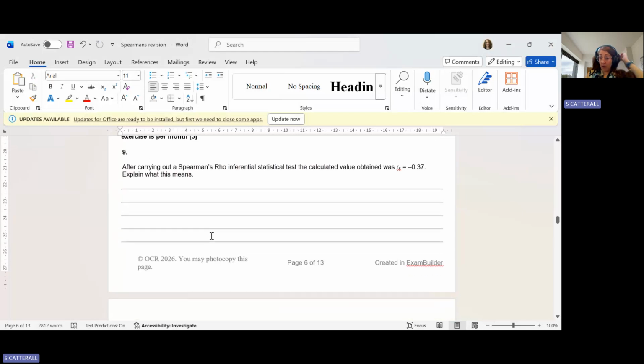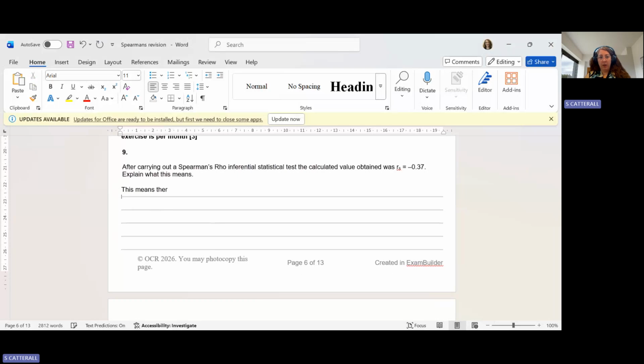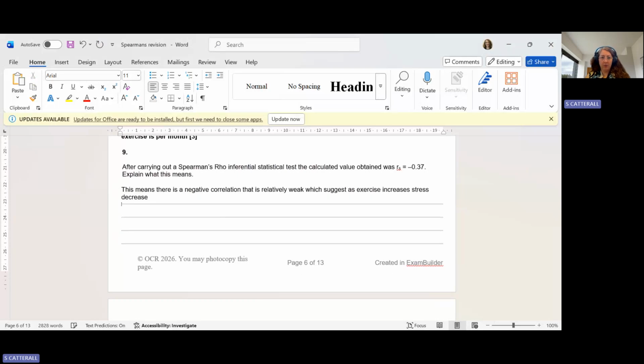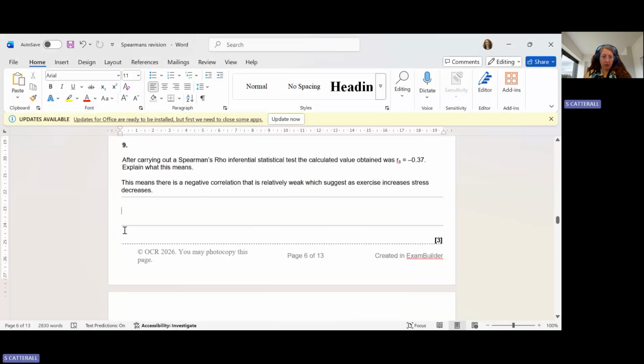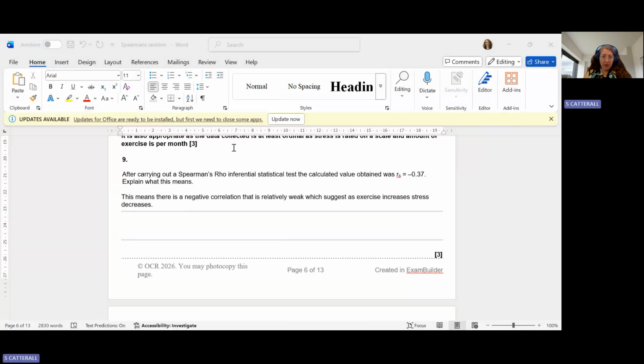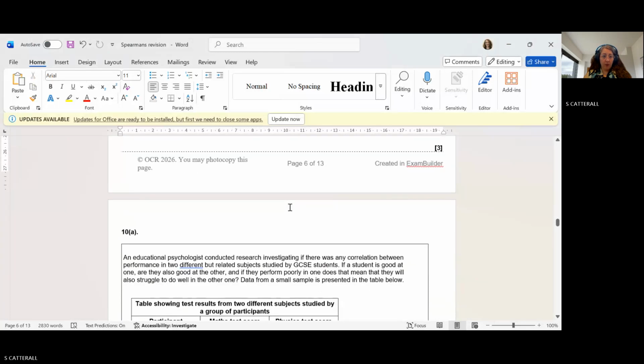And then we've got the R is minus 0.37. What does this mean? Well, this means there is a negative correlation that is relatively weak, which suggests as exercise increases, stress decreases. So let's see what the mark scheme says for that one. Yeah, weak negative correlation. Yeah, that's fine.